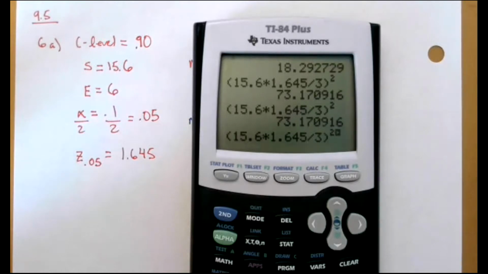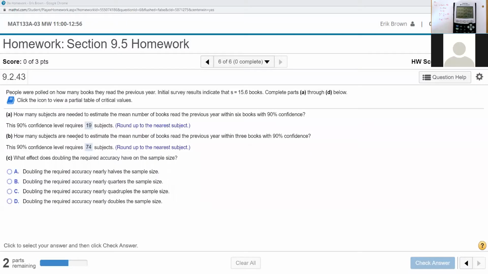Okay, so let's go back and check the next number. So my 74 was right. So what effect does doubling the required accuracy have on the sample size? Okay, so if you think about what happened, for the first one we wanted to be within 6 books, and for the second one, we wanted to be within 3 books. That's a doubling of the accuracy because 6 divided by 2 is 3. I don't know if that blows your mind or not.